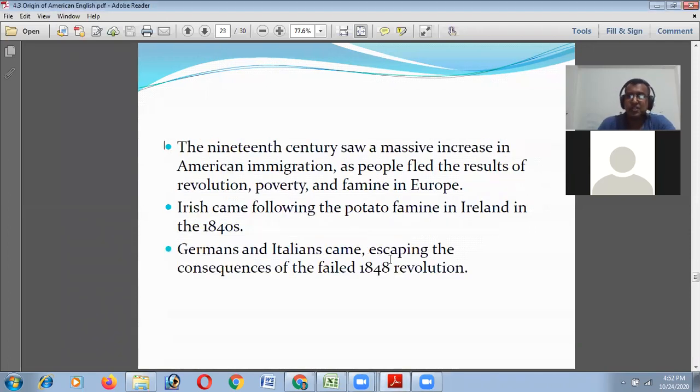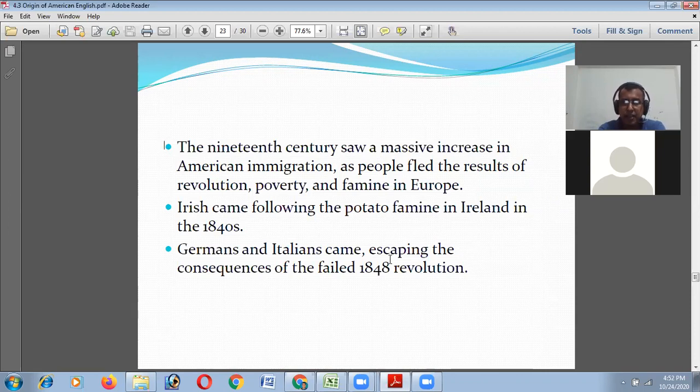The 19th century saw a massive increase in American immigration as people fled the result of revolution, poverty, and famine in Europe. So in the 19th century, we see economic recession in Europe, and also revolution in many European countries, and poverty, so they left Europe and went to America. So immigration in America became more and more in the 19th century.